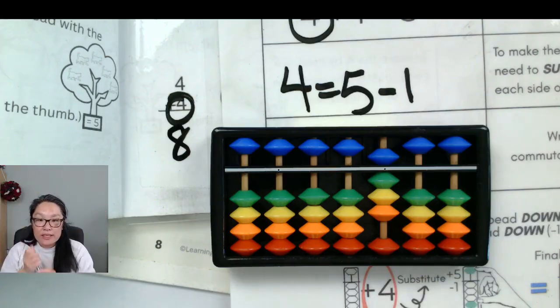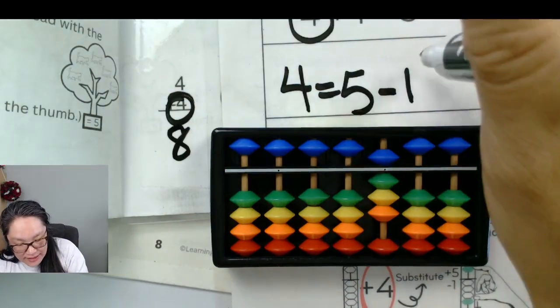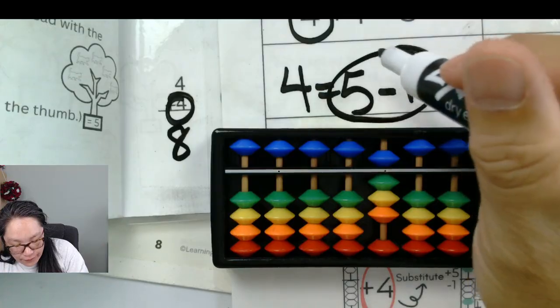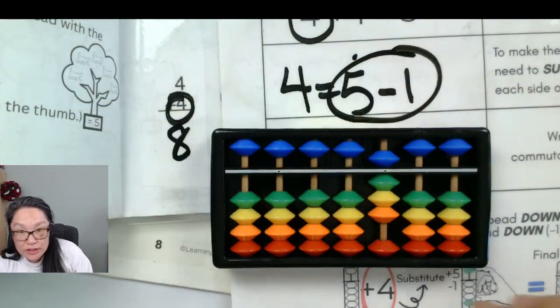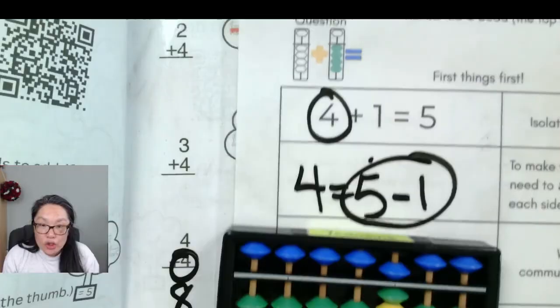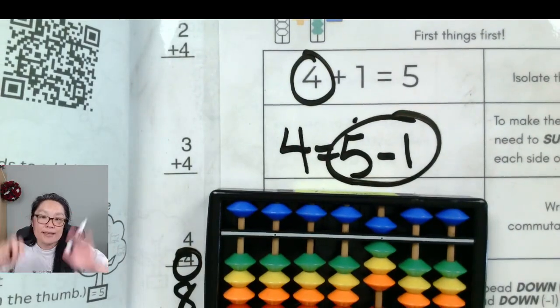So what we're doing is substituting this information, this formula, in as a 4. We can do it again to show you how versatile 4 is. But wait, there's more.